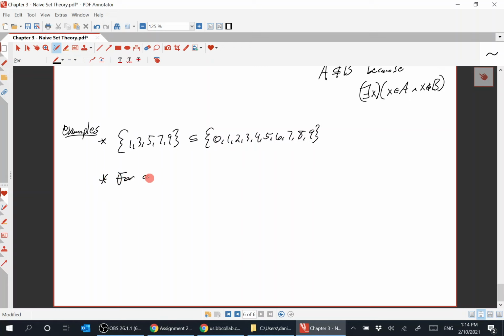For any set A, that's always true. Any set is a subset of itself, because if x is an element of A, then x is an element of A. They're actually equal, but it doesn't make this false. A is always a subset of A for any set.